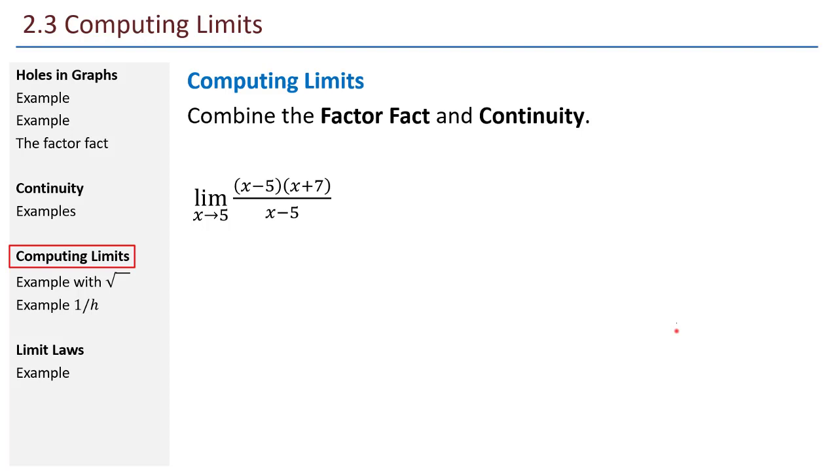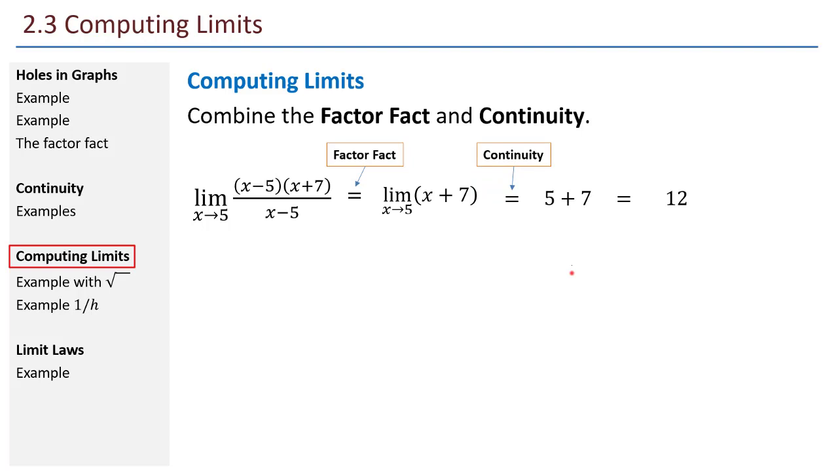All right, let's actually do the computations now. We're going to combine the factor fact and continuity. So in this example, I take the limit as x goes to 5 of that expression. I can use the factor fact to remove the common factors in the numerator and the denominator. Now I'm left with the function x plus 7. That's a nice calculus function. It's nice and continuous. And in particular, the number 5 is in the domain of that function. So I can plug in 5, nothing crazy happens, and I get just the number 12, so that is the answer.